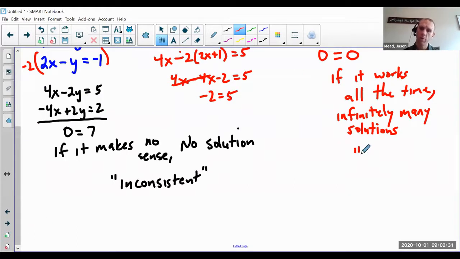The vocabulary word we use in this class for that is dependent. So the system is dependent.